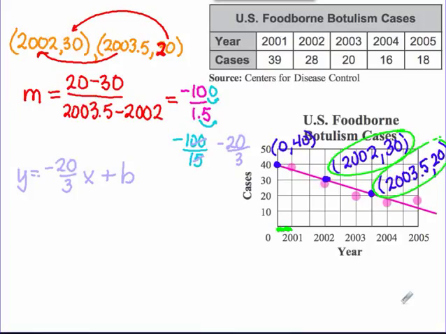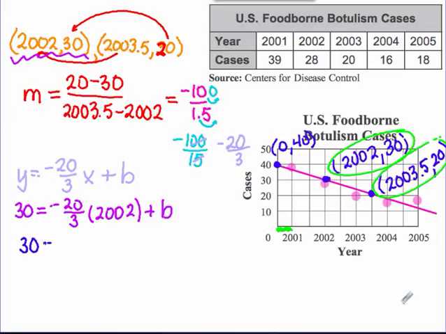Now what do I need to do if I want to put it in slope-intercept form? Plug in y and x. So I'm going to use the point 2002, 30. I'm going to plug in 30 for y. Now, for those of you who are wondering, where on earth did she get the point 2002? I got that from this point right up here. I could have used the 2003.5, 20, but I'm going to use this one just because it didn't have the decimals.